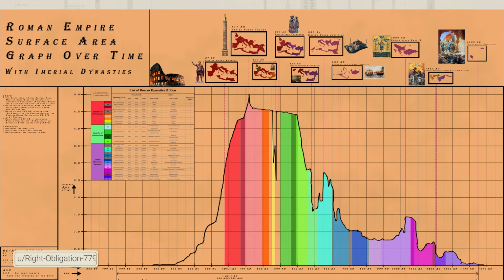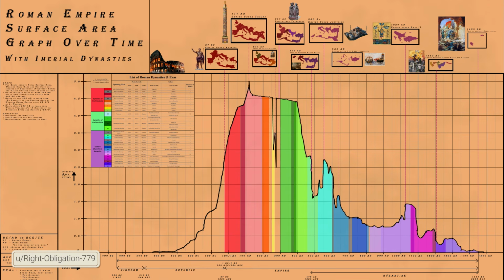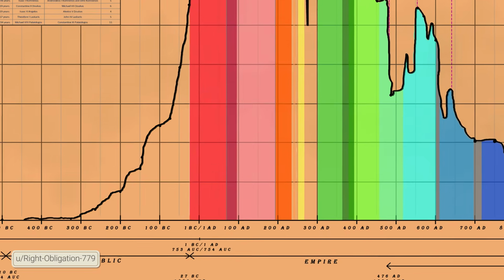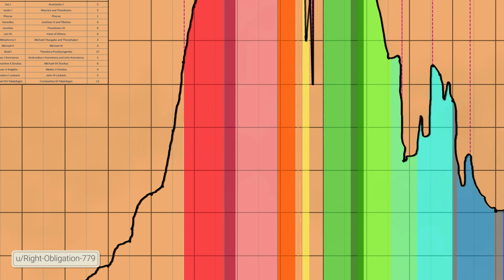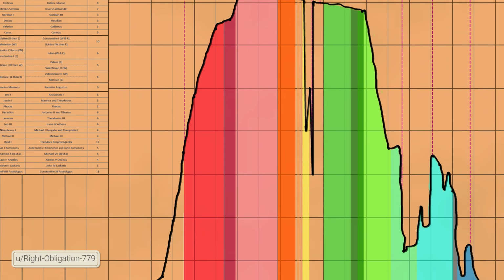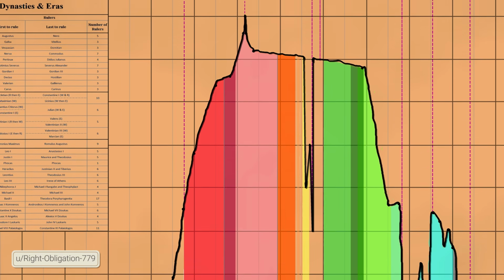First up is this Roman Empire surface area chart, which I really liked because it provides a nice snapshot of the entire history of the Roman Empire. The horizontal axis represents time, the vertical axis represents how much territory Rome controlled, and the various colors represent the different dynasties that held the emperorship.